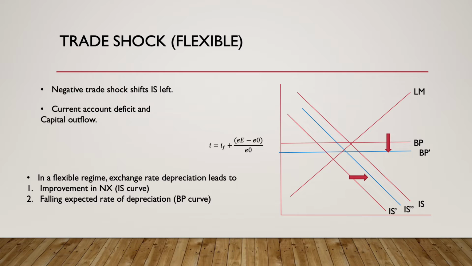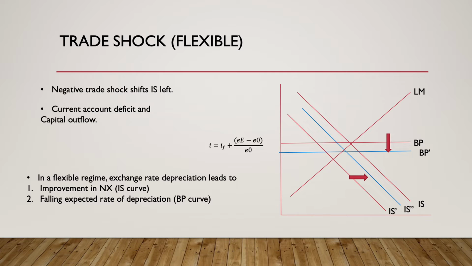As the currency depreciates, it leads to two effects. The first one is that there is some improvement in your net exports. There's some improvement in your current account. That depreciation makes your exports look more attractive to rivals, and of course, foreign goods look less attractive to domestic consumers. So imports fall and exports rise to some extent.